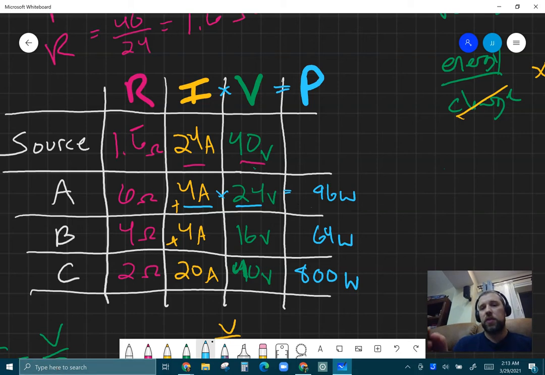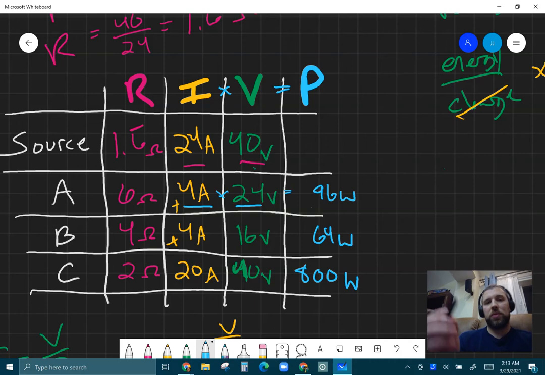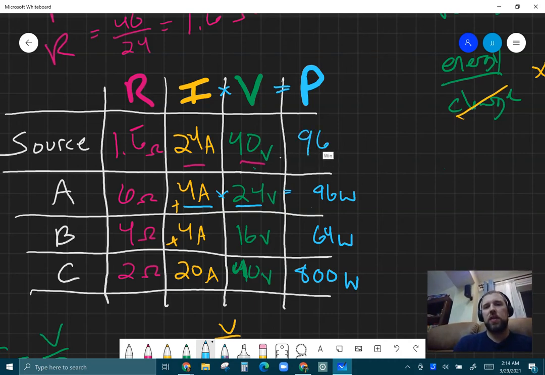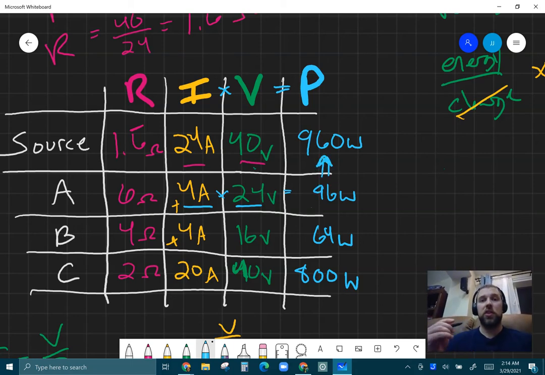And here you have a choice. You could either add up the amount of power each is using, which is the total amount of power used, or multiply total current times total voltage. 24 times 40 would be 960 watts. And I would imagine that if you added up 800 plus 64 plus 96, you would also get 960 watts. Because again, conservation of energy. However much energy each individual thing is using is how much energy per time the whole circuit is using.